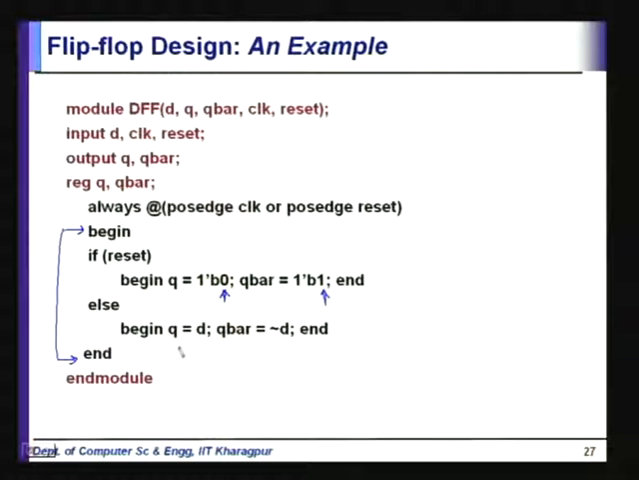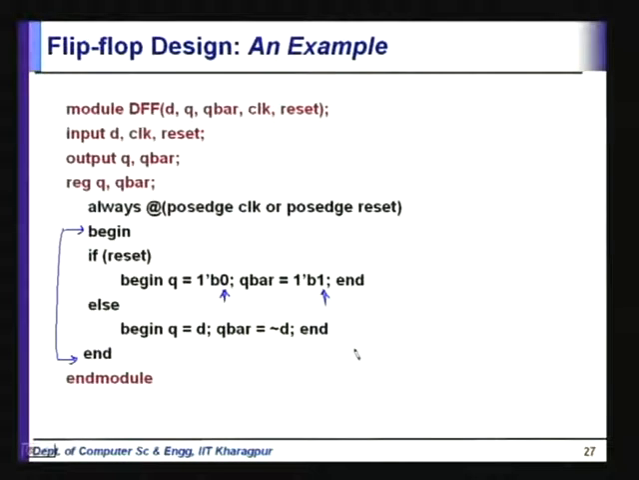Otherwise, at the passage of clock, see, if reset is not high, then it must have been triggered by the passage of clock. So, when we have the passage of the clock, we should record the value of D in the flop, right. So, Q should be equal to D and Q bar should be equal to not of D, end, right.